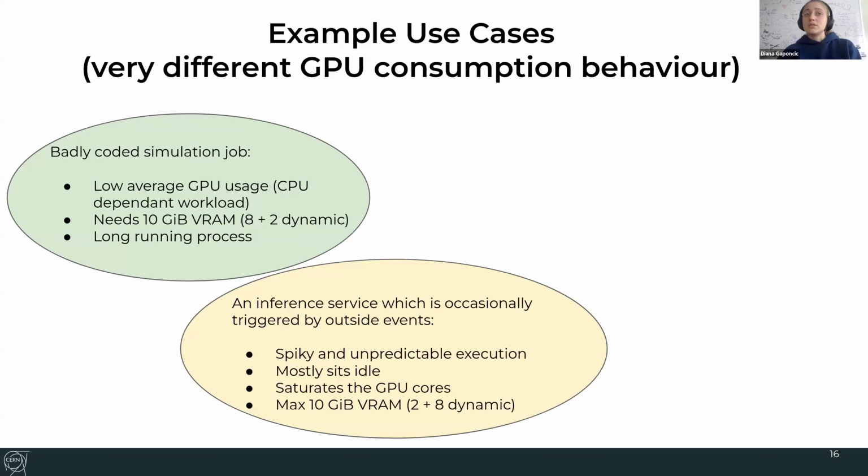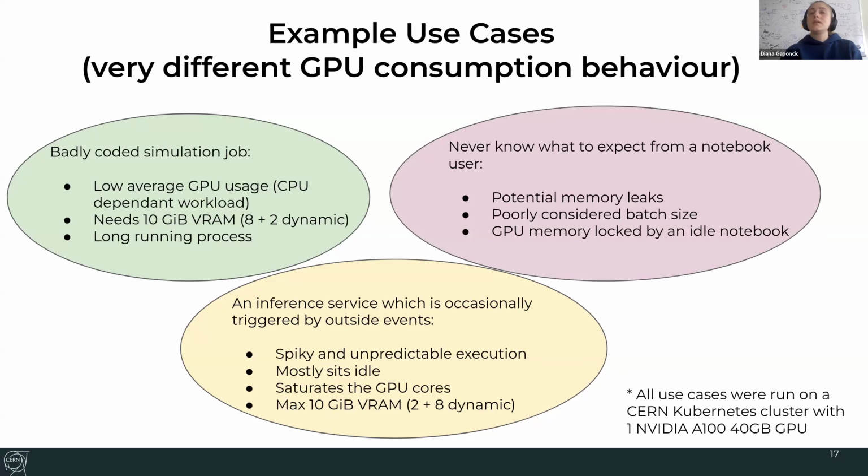Second, we have an inference service, which is occasionally triggered by outside events. In this case, this is a workload that utilizes a lot of GPU power, a lot of GPU cores, but it mostly sits idle because it's an example of a spiky workload. So only when the external entity is triggering the inference service, we're actually going to get a load. Other than this, we're mostly just sitting idle.